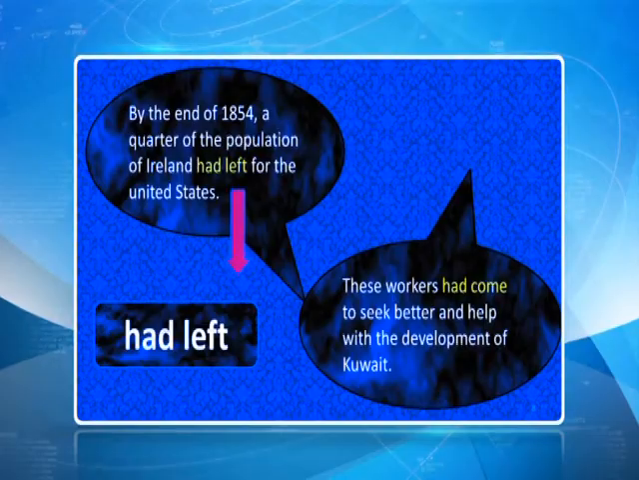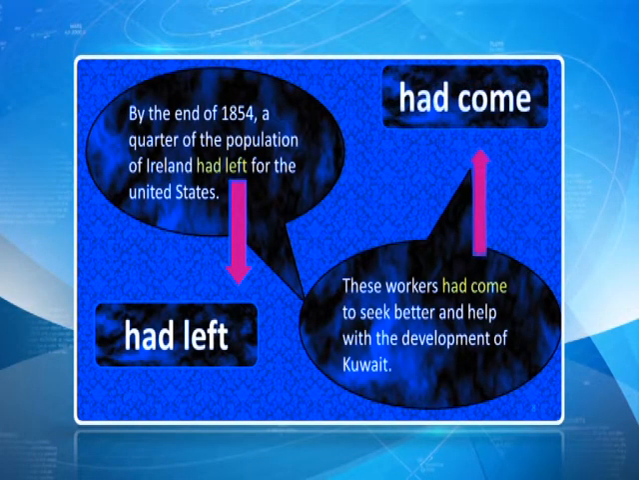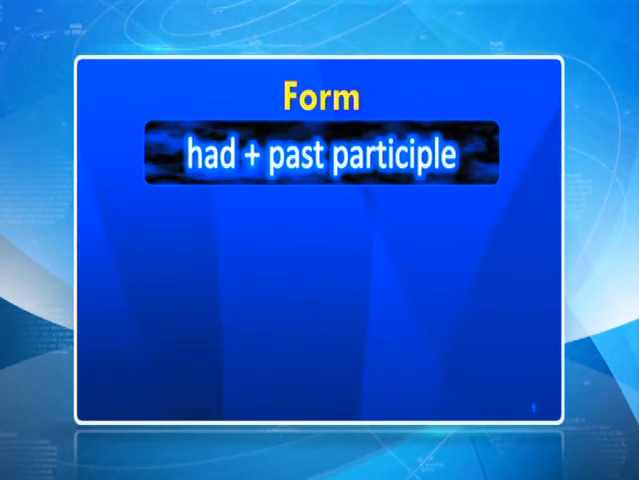Now let's move to focus on these 2 examples. By the end of 1854, and these workers had come. These are the forms, had plus past participle, and had plus past participle. This is the form of the verb, the past perfect simple, had plus past participle.